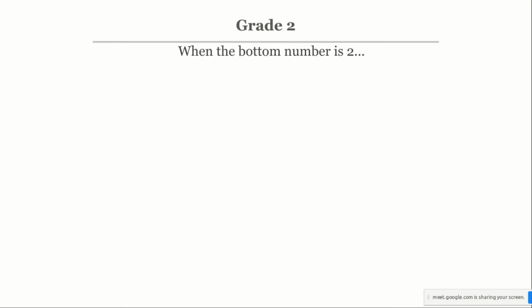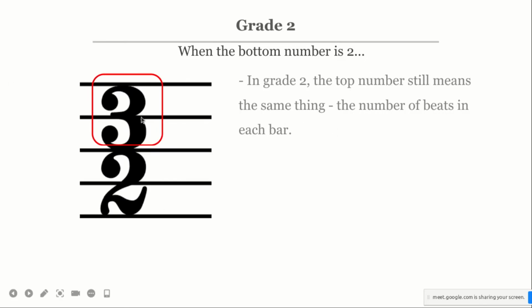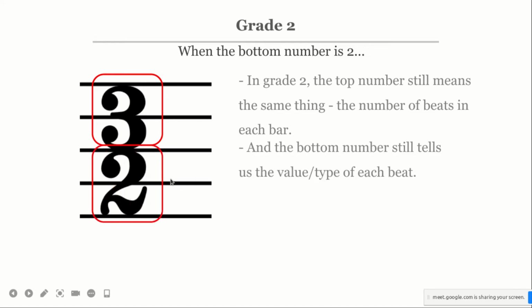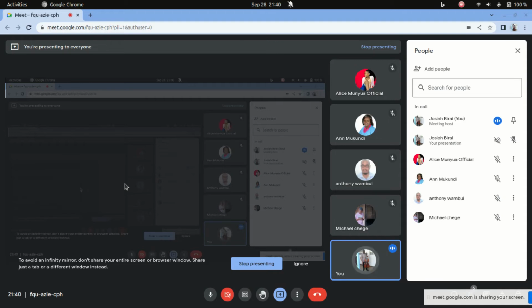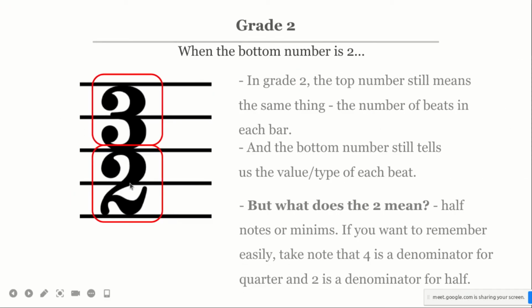So in grade 2, we're going to look at a different beat. We have the top number, which is again 3 and 4 and 2, just like grade 1. So the same thing, the top number still means the number of beats in each bar. But the bottom number here, we will have a different value. So it still tells us the value or the type of each beat. But what is the meaning of 2? Someone make a good guess. Alice, see if you can guess the meaning of 2. So if 4 is for quarter, what is 2 for?